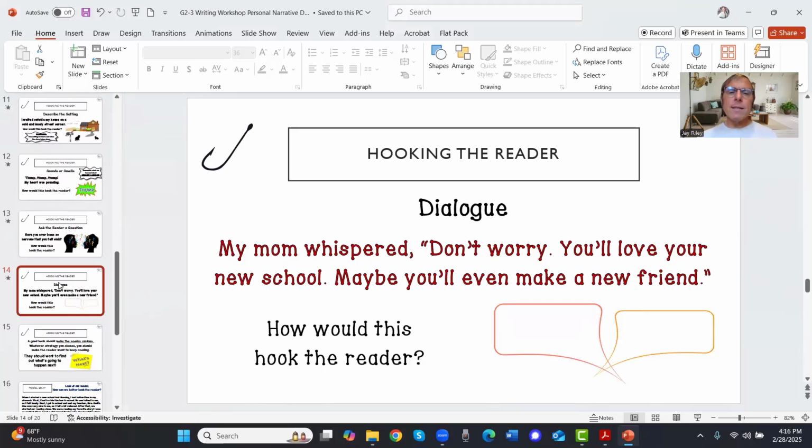And dialogue. This is a little bit more difficult for students, but again, it's a great strategy to teach if you want to pair this with teaching quotations. If you're going to teach quotations and quotation marks and punctuation in your centers, this is a great strategy to teach in your writing workshop.